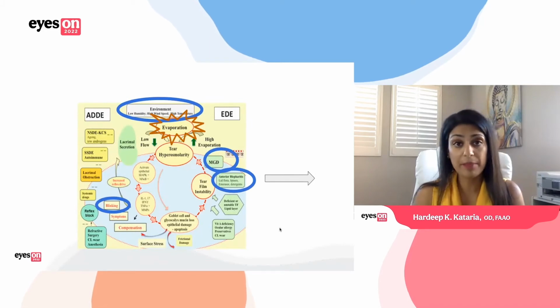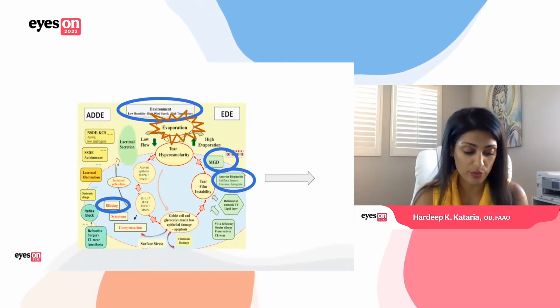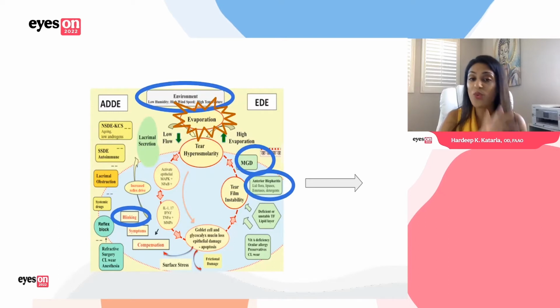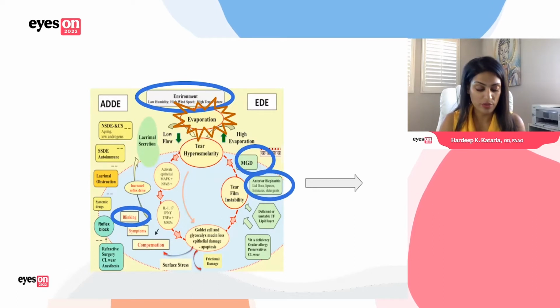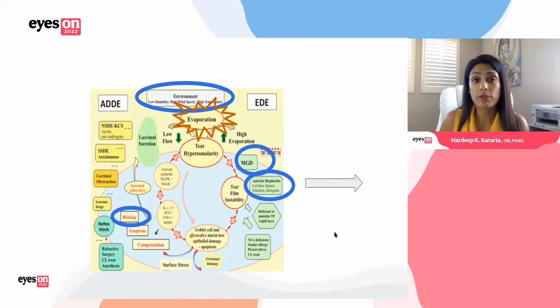So this diagram is from the pathophysiology section of the TFOS DEWS II report. The reason I like it is because it very easily illustrates the complexity of all the mechanisms and how they come into play when it comes to dry eye disease. It also highlights that it's a multifactorial disease that requires multiple treatments. There's not really one silver bullet that addresses each of these risk factors. So let's review the mechanism.